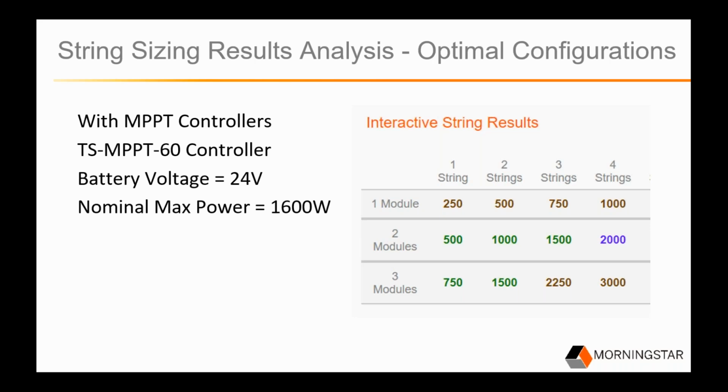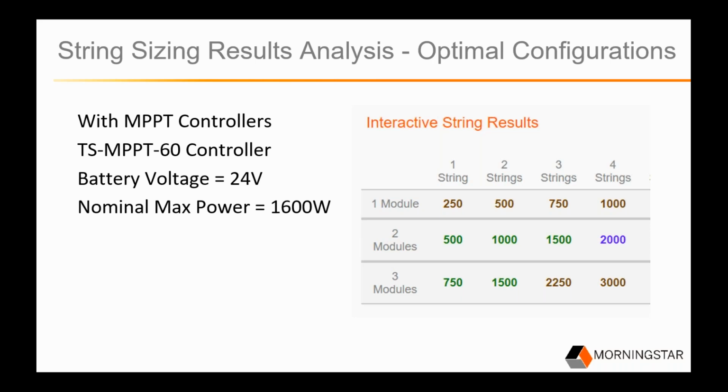As I mentioned previously, the optimal configurations are displayed as green, but there are a few things to understand about these options. Optimal indicates that the array voltages are in an acceptable range and will harvest full power from the array. However, undersized configurations show up as optimal. So in this example, we use a TriStar MPPT controller, and the nominal max power is 1600 watts if you look at the data sheet for that product.